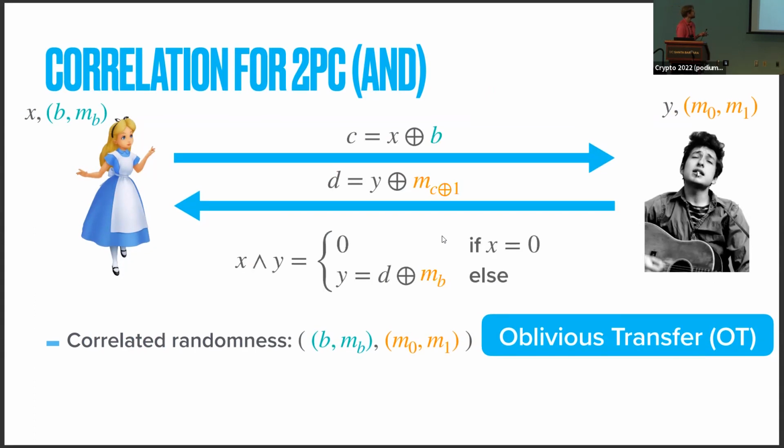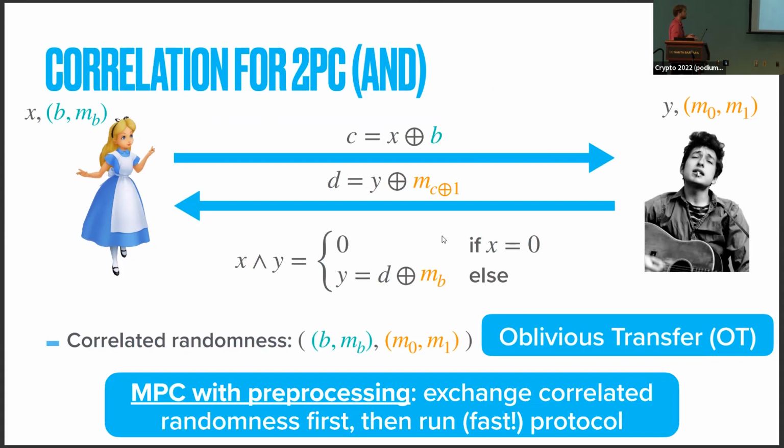So I don't want you to look too much at the precise details on the slide, but the important fact is that once we have this correlated randomness, we can run very, very fast MPC protocols, essentially by going through the circuit describing the function that Alice and Bob wish to compute and consuming the randomness as required.